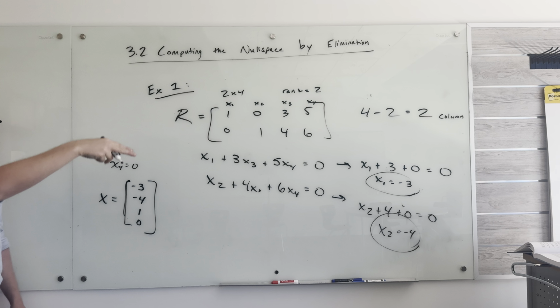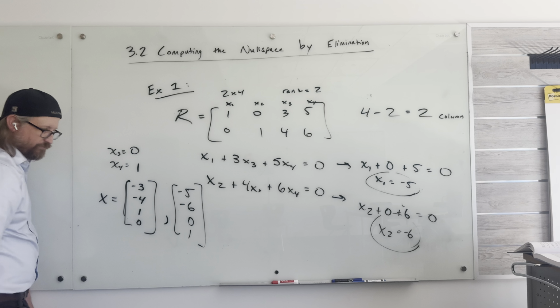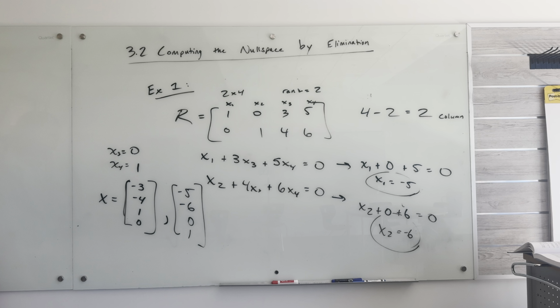-5, -6, 0, and then 1. This now gives me another solution to Rx equal to 0. I have two vectors that are in my null space. The combinations of these would span the null space.